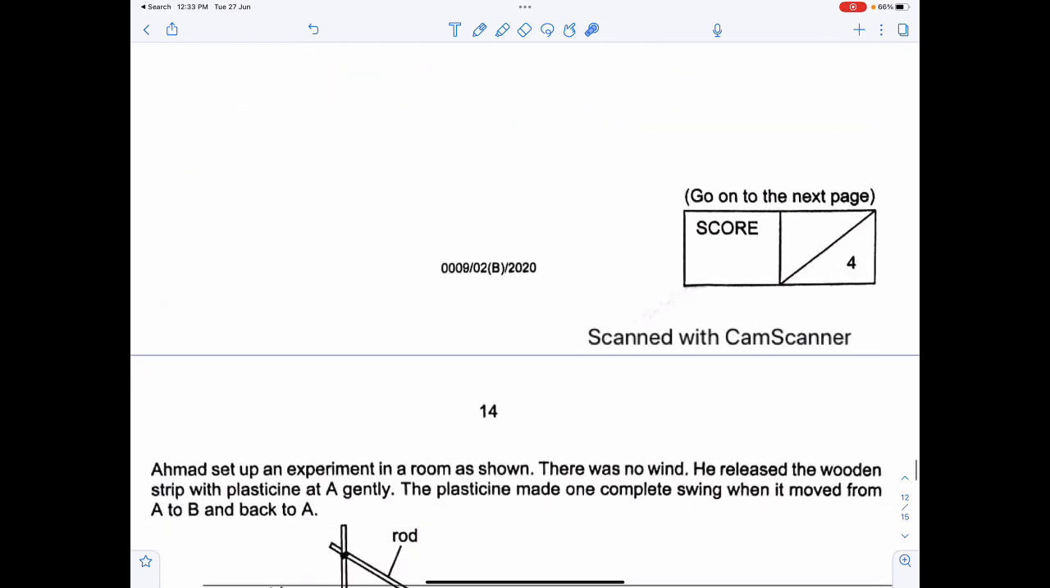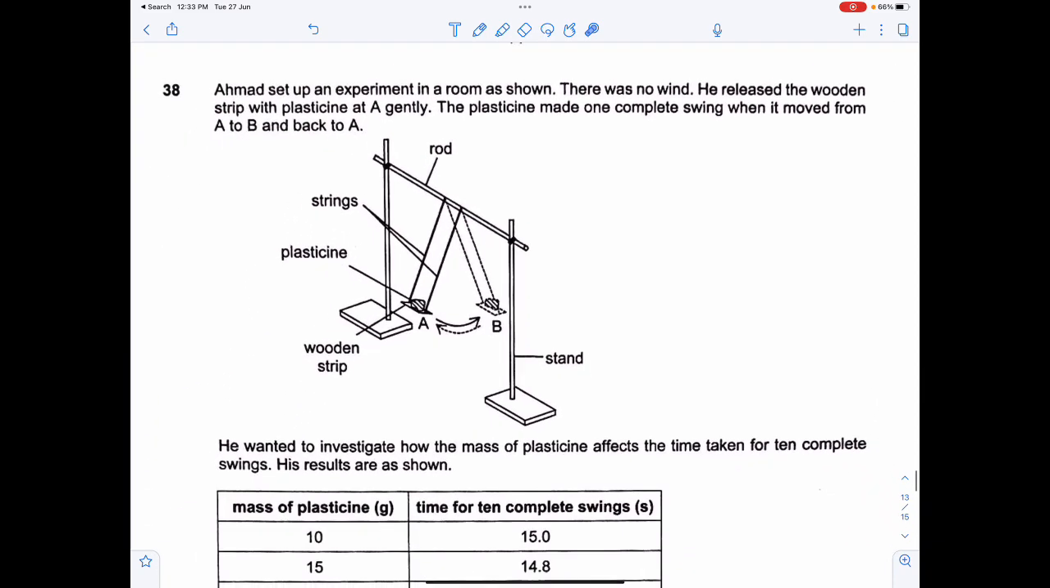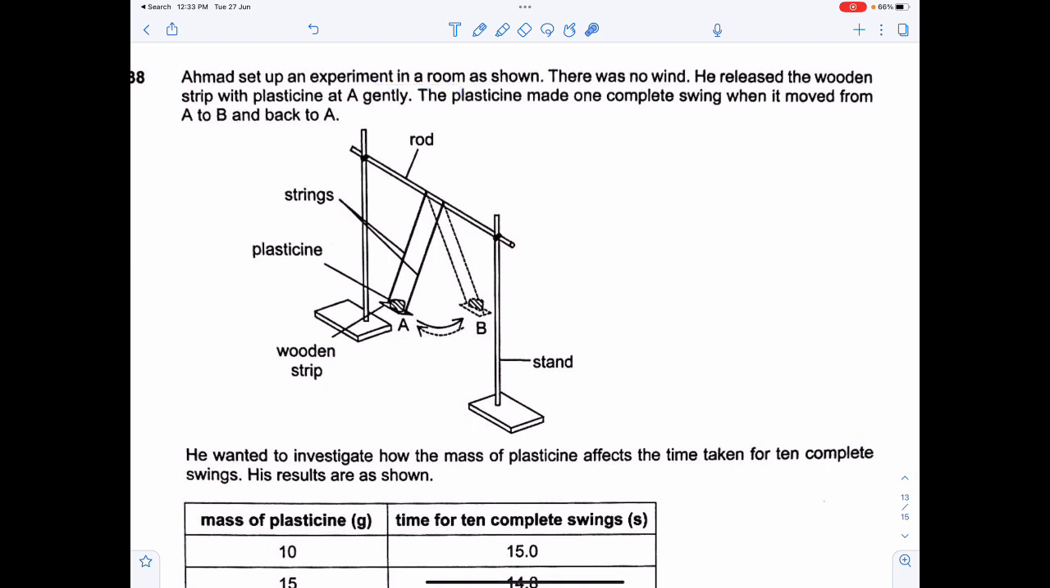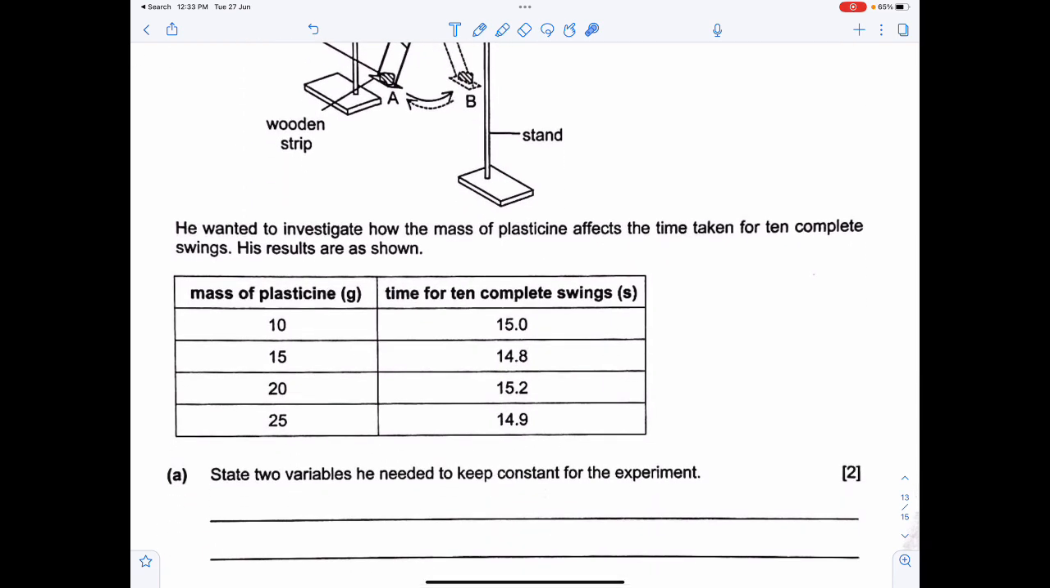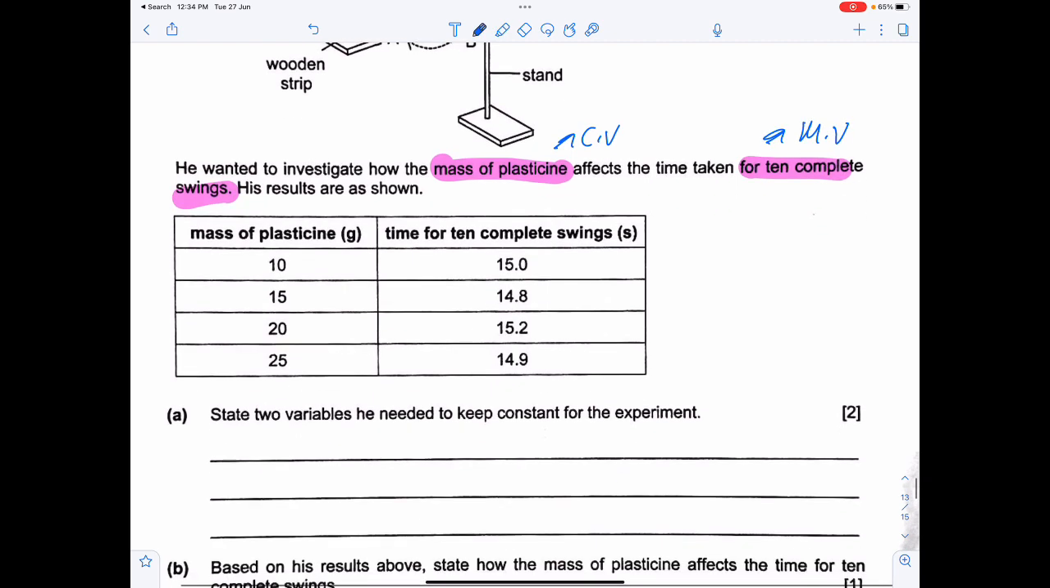Next. Ahmad set up an experiment in the room as shown. There was no wind. He released the wooden strip with plasticine at A gently. So A is here. The plasticine made one complete swing, move from A to B and then back to A. So it's one complete swing. He wanted to investigate how the mass of plasticine, so this is my change variable, affects the time taken for 10 complete swings. This is my measured variable. His result is shown below.